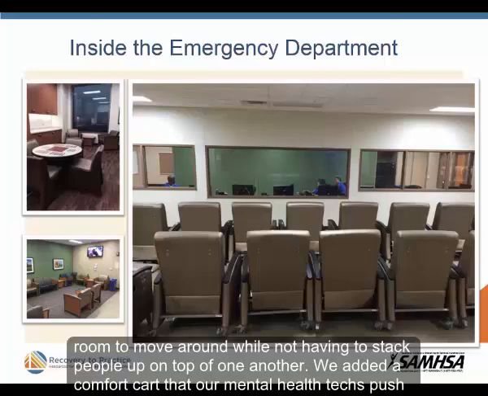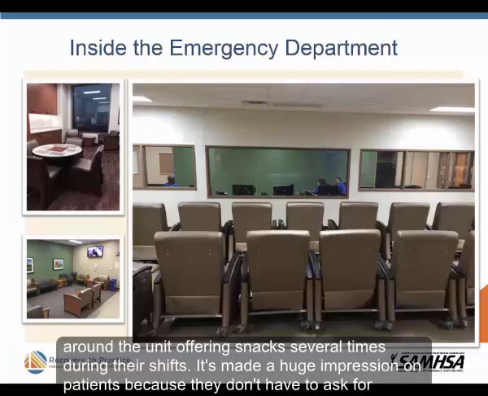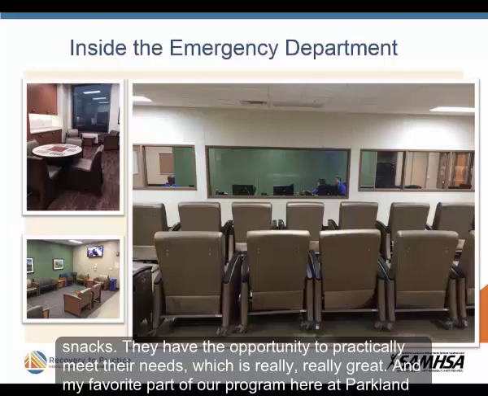We also added a comfort cart that our mental health techs push around the unit, offering snacks several times during their shift. It's made a huge impression on patients because they don't have to ask for snacks. They have the opportunity to proactively meet their needs, which is really, really great.